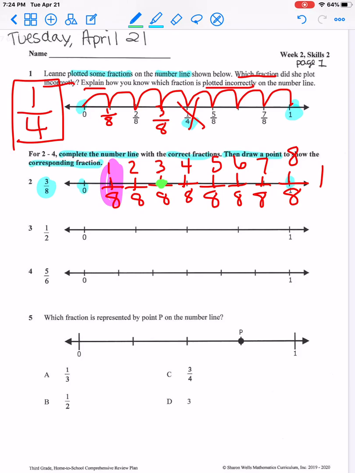Let's look at number 5. Which fraction is represented by point P on the number line? So it is the same as number 2, but instead of labeling the dot, they have the dot already for you. You have to give them the fraction. You can solve this one by yourself. You can give it a try. And remember, at any time, if you need help, you can call me.